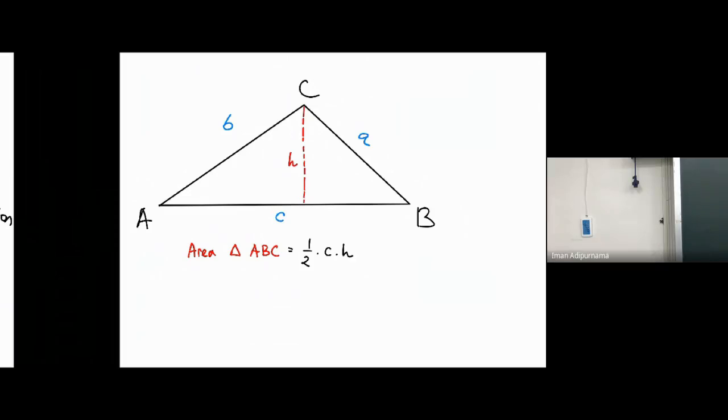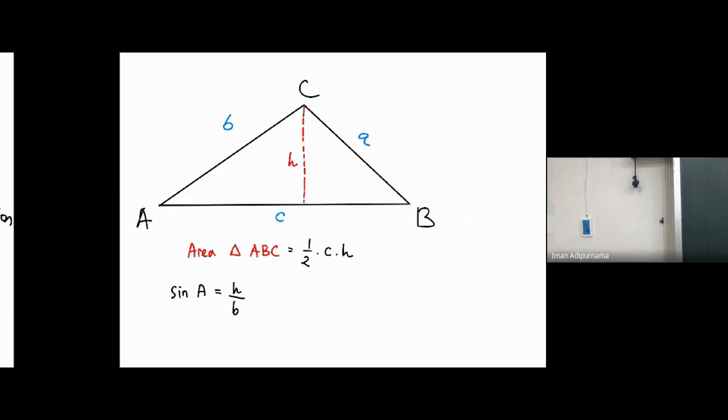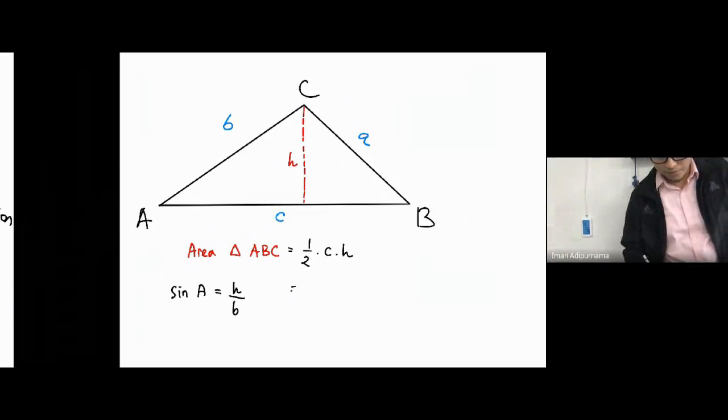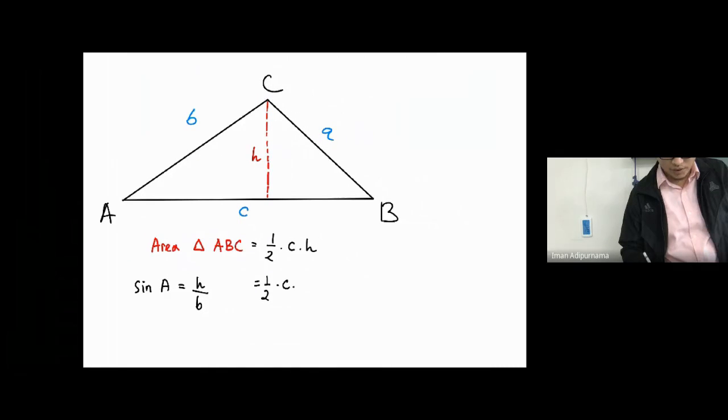Let's say sine A. Let me write sine A is h over b, right? This b is the hypotenuse. So my h, I will directly move here. So the area is half c, let me write, b sine A.